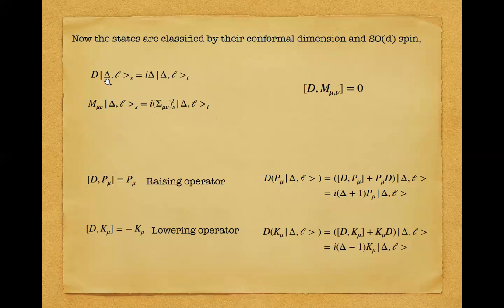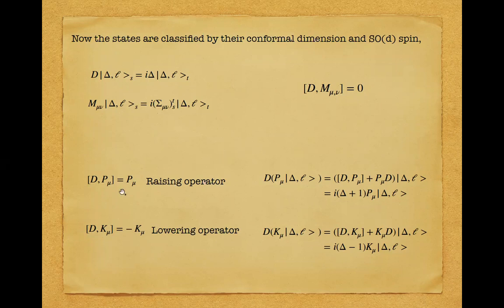One is this delta and another is this L, where delta is the eigenvalue of this dilatation operator. So that is like the energy of the state, and the spin, it will be characterized by the spin, right? So that is the representation of SO(d). So all the states on the Hilbert space will be labeled by these two quantities. Okay.